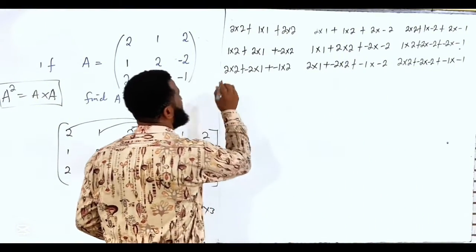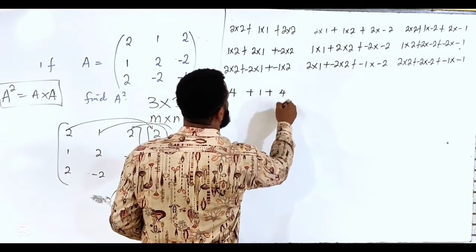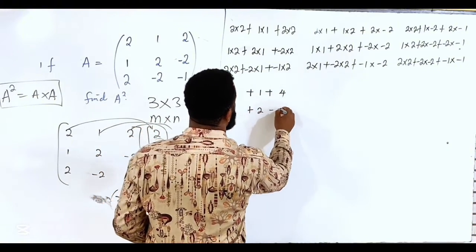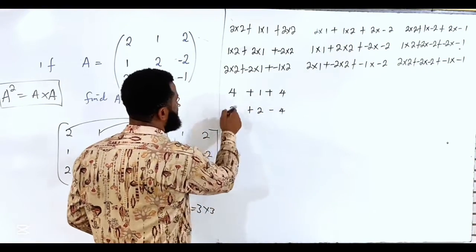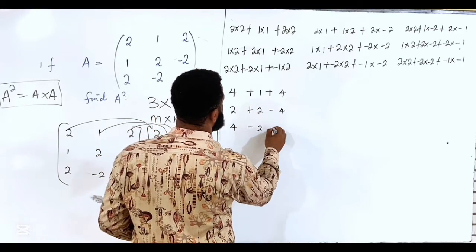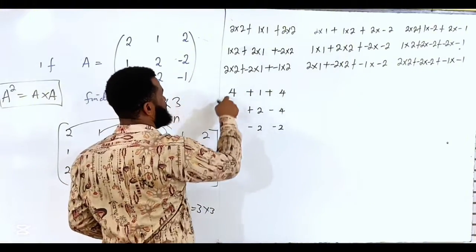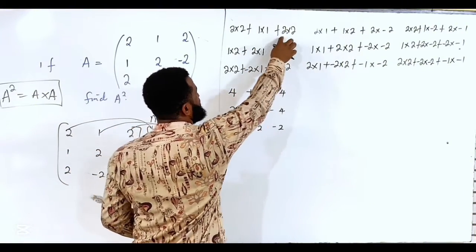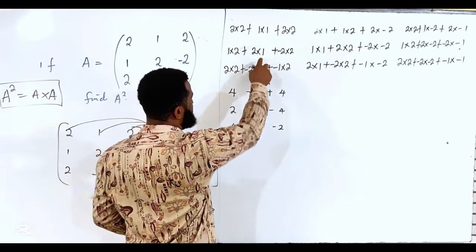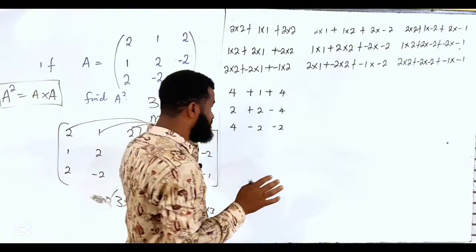So the next thing is going to be 4 plus 1 plus 4. This is going to be 2 plus 2 minus 4. And this is going to be 4 minus 2 minus 2. Remember what I'm doing. This times this is 4. This times this is 1. This times this is 4. This times 1 is 2. This times 1 is 2. This times 2 is 3. So that's what I'm doing.